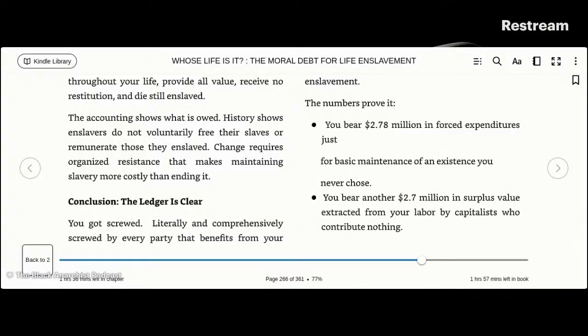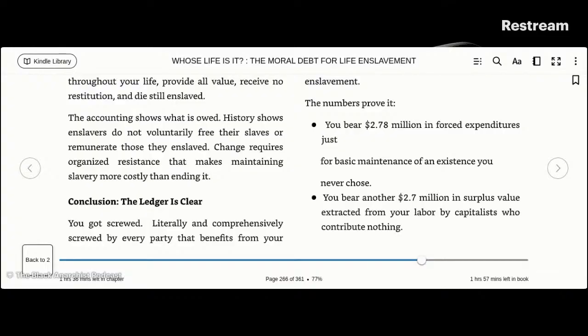The accounting shows what is owed. History shows enslavers do not voluntarily free slaves or remunerate those they enslave. Change requires organized resistance that makes maintaining slavery more costly than ending it. Conclusion: the ledger is clear. You got screwed, literally and comprehensively screwed by every party that benefits from your enslavement.